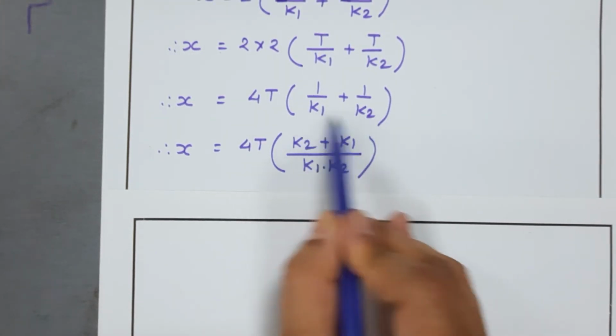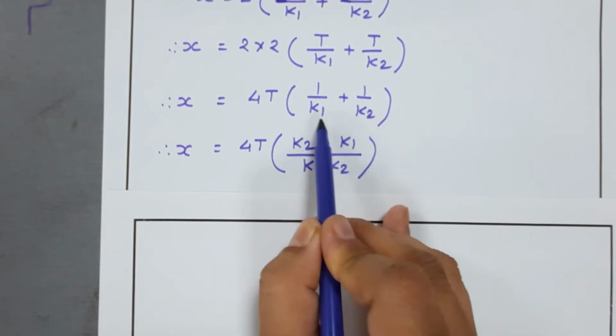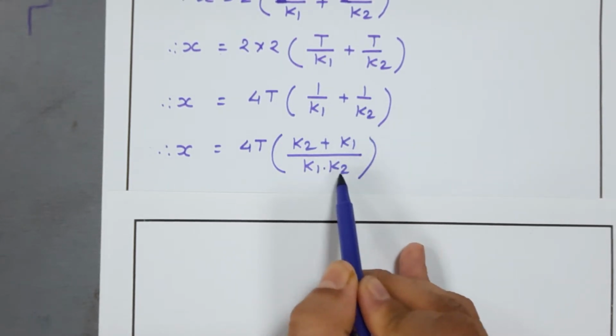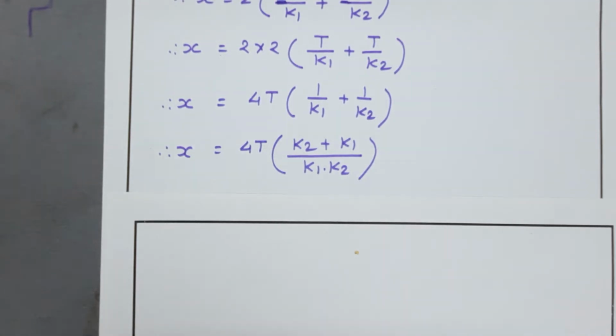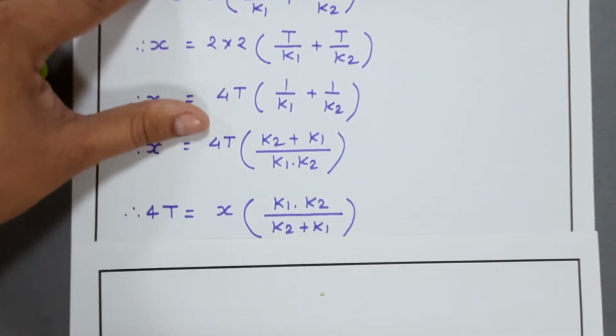So I am going to solve this bracket by using the LCM method. So the LCM is k1 into k2. Cross multiplication here gives k2 plus k1 divided by k1 into k2. So now this equation is solved further.